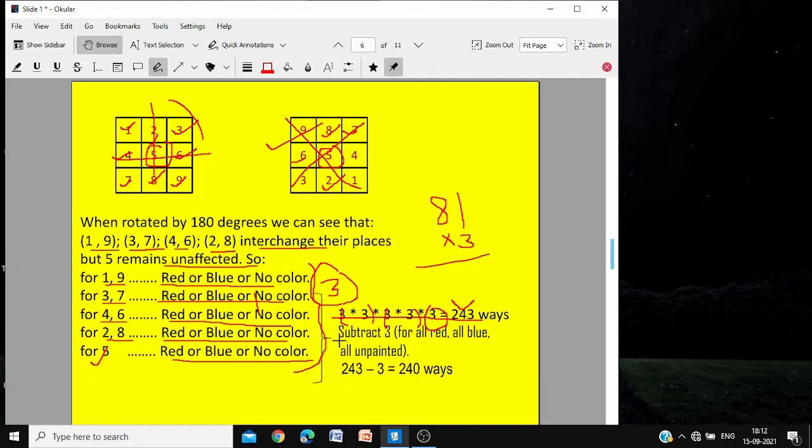Now we subtract 3. Why? There includes a possibility when all are red. There is another possibility that all are blue. And another possibility that all of them are unpainted. But since you have to use blue and red both, all cannot be red, all cannot be blue, and all cannot be unpainted. These three possibilities would have to be subtracted. So 243 minus 3 or 240 ways. That is the final answer, 240 ways.